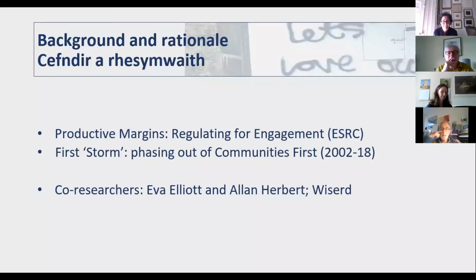And I'm indebted to co-researchers on this, Eva Elliott, honorary researcher and doctor from Cardiff University and WISERD, and also Alan Herbert. Anyone who's been in community development in Wales for a long, long time will probably have crossed paths with Alan. He was literally doing community development when I was in short trousers. He worked for a disability organisation up in Pontllanfraith in the Sirhowy Valley in Gwent, but most people will have crossed Alan's path in relation to South Riverside Community Development Centre in Cardiff, which was one of the community organisations that was part of the Productive Margins work, and obviously with the support of WISERD.